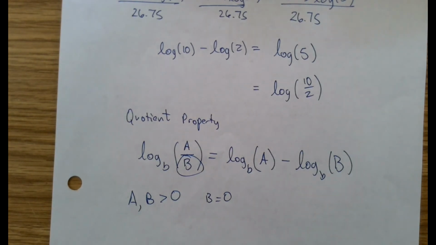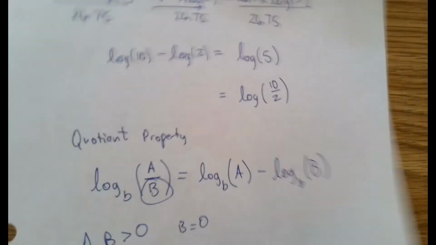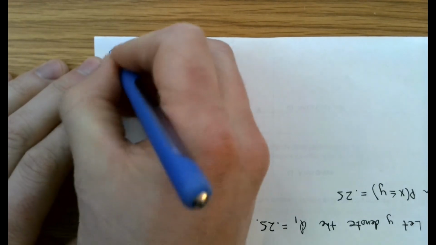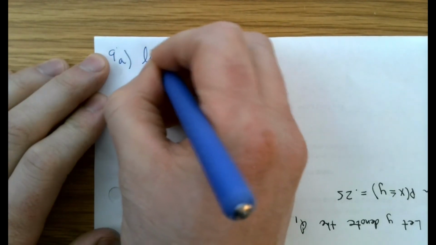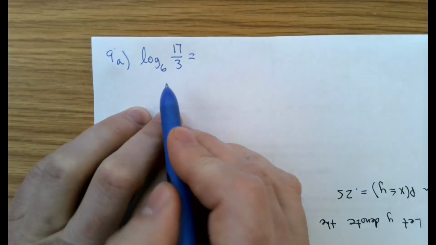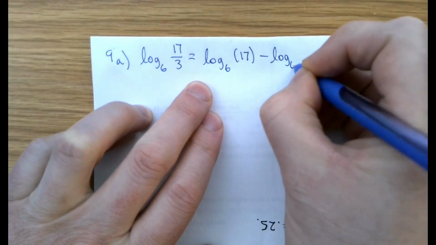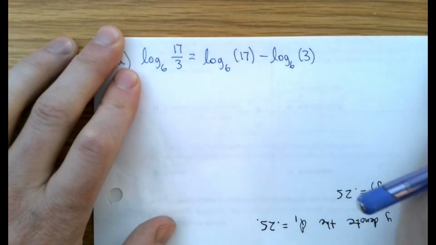Okay, so let's take a look at page 364, and we're going to look at numbers 9 and 10 and 11. So for number 9, 9a, we're being asked to rewrite log base 6 of 17 divided by 3 in terms of a difference of those values. The directions say write as a sum or difference. Since this is just division within the logarithm, we would do log base 6 of the numerator minus log base 6 of the denominator of that expression within the logarithm.